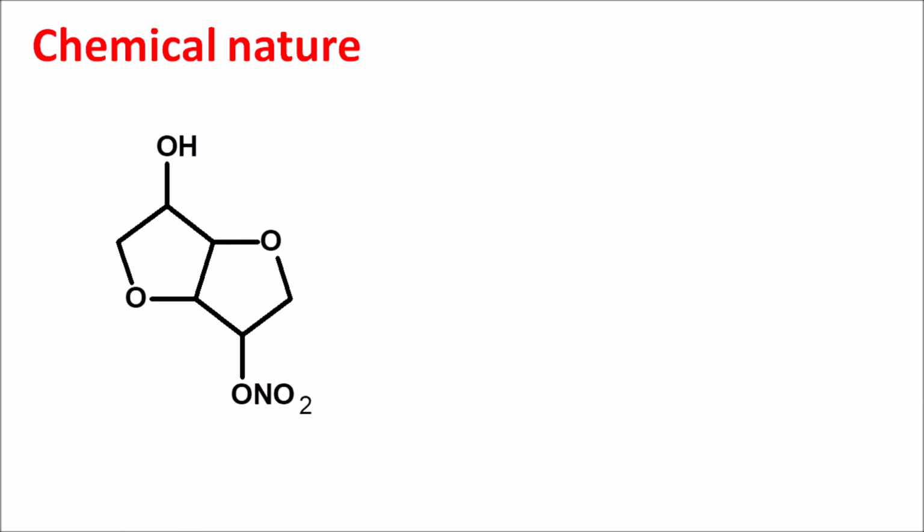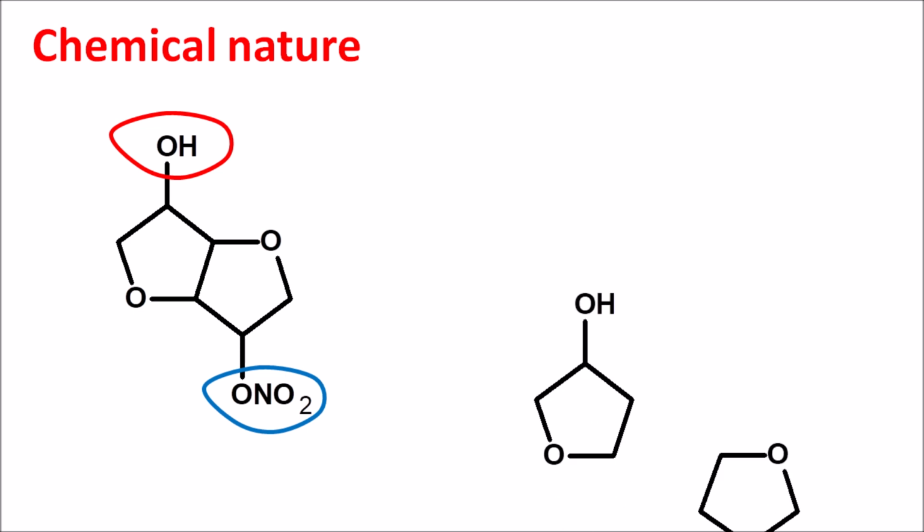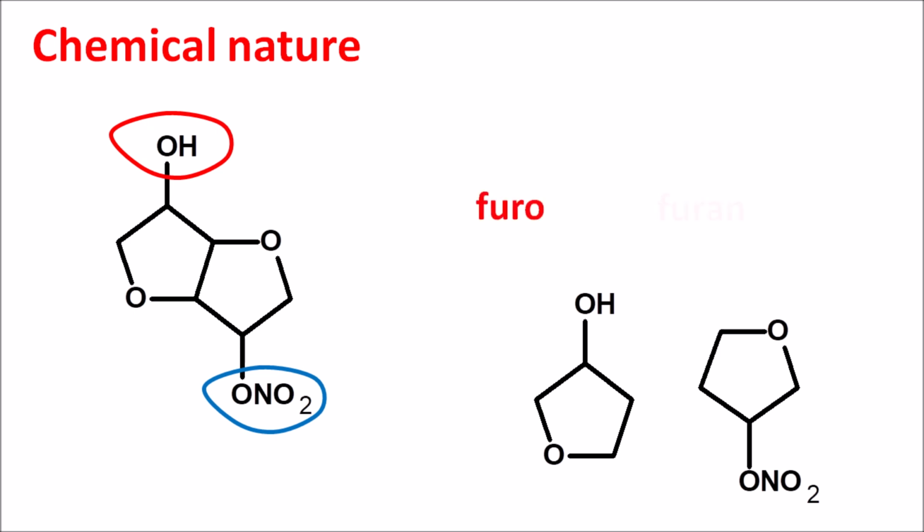First of all, what is the chemical nature of this drug? So this is the simple structure of isosorbide mononitrate. Here we can observe a nitro group is attached by an ester linkage, but another group is a free hydroxyl group. That's why this drug is a mononitrate instead of a dinitrate. And here the ring system is formed by fusion of 2 furan rings. So this is one of the furan rings and this is the other furan ring. So this ring system can be written as furofuran.